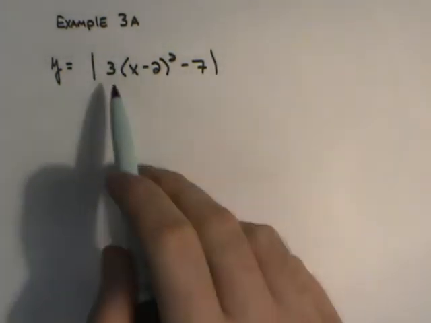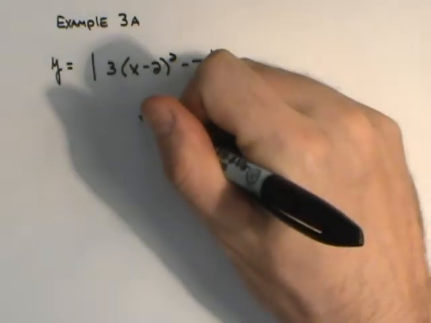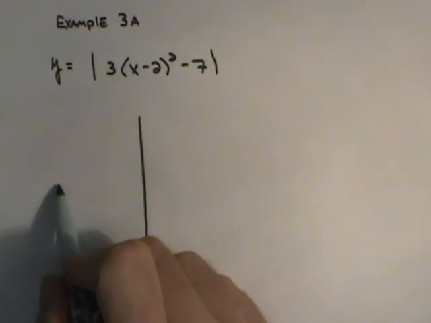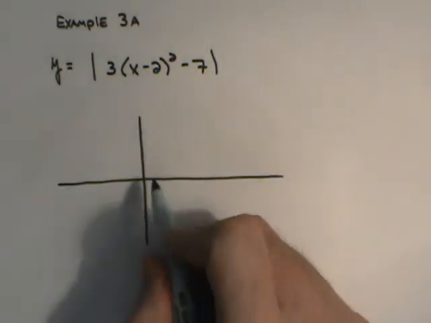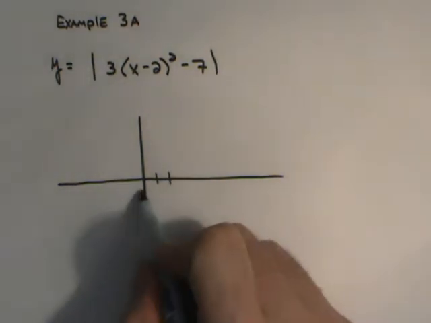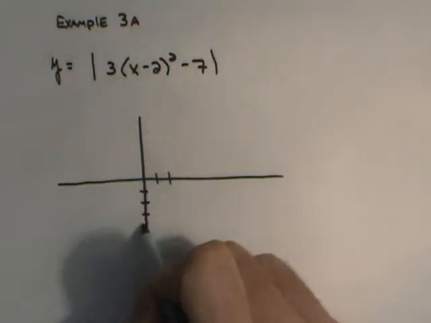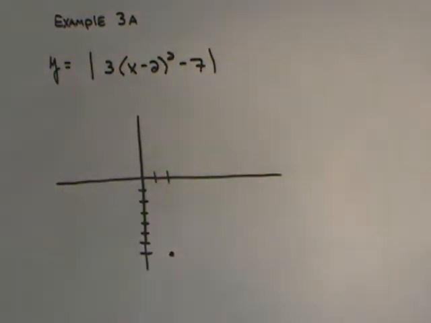As I look at this one, I recognize this being nothing more than a parabola. And so I'm going to start by sketching a graph of my parabola. This is going to be a shift over 2 units. So I go right 2 units and then down 7. 1, 2, 3, 4, 5, 6, 7. And so I'm down here with this first point, that's my vertex.